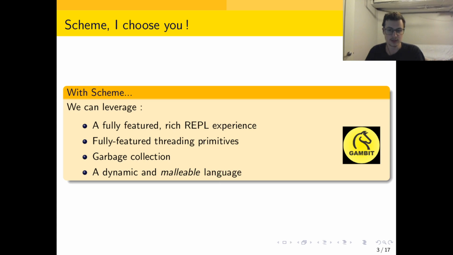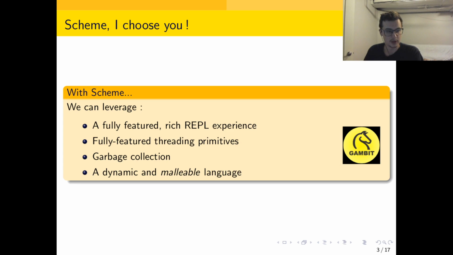Scheme also gives us fully featured threading primitives. So we have threads, mailboxes, and many tools that are going to help us write multi-threaded code without really having to worry too much about synchronization, because the tools already include many of the synchronization requirements. Garbage collection is also given to us by the language runtime, but it is common to many runtimes, so this is not very much a Scheme-only thing.